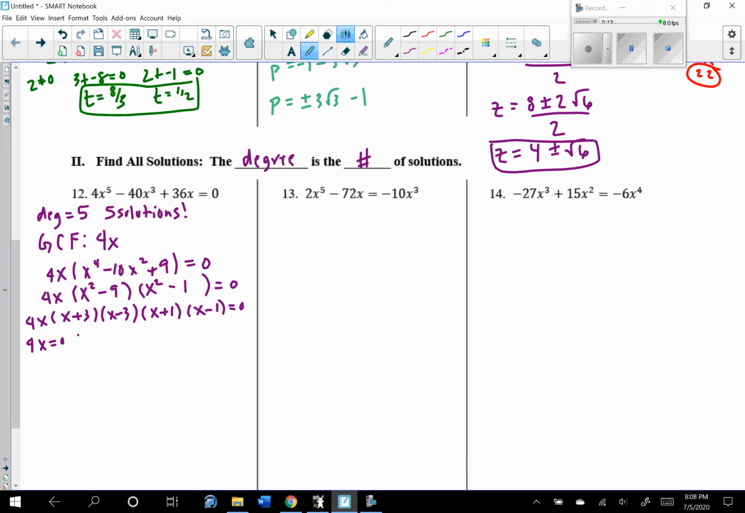4x equals 0, x plus 3 equals 0, x minus 3 equals 0, x plus 1 equals 0, and x minus 1 equals 0. Divide this by 4, we get x equals 0, x equals negative 3, x equals positive 3, x equals negative 1, and x equals 1. Sorry about that. So now you can see we do have our 5 solutions. If in fact this was instead a plus 3 and a plus 1 like I was making it out to be, then those would have just been multiplicities, which account for solutions. So that means we have our 5 solutions.